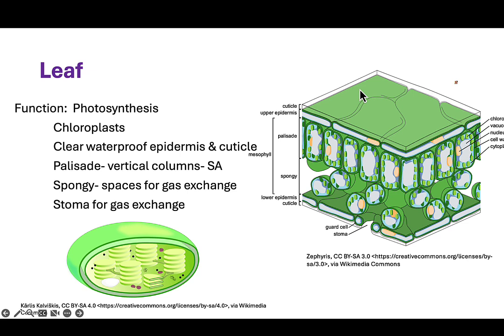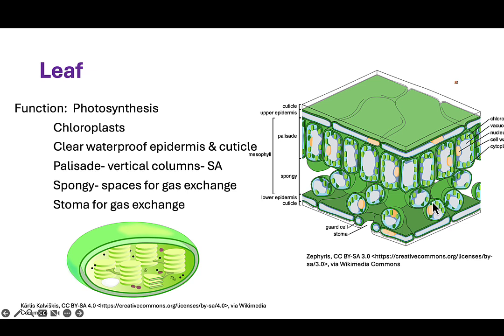Then we have this palisade layer that's arranged like vertical columns, and this is where we have our chloroplasts. So we've got a really large surface area for photosynthesis to be able to capture the light in these cells. Now, if we go lower down, we have the spongy layer, and you can see it's got all these air spaces, and that's to support gas exchange. And then, of course, we've got these stomata at the bottom for gas exchange. So you can see that the structure of the tissue of the leaf is all to support photosynthesis.